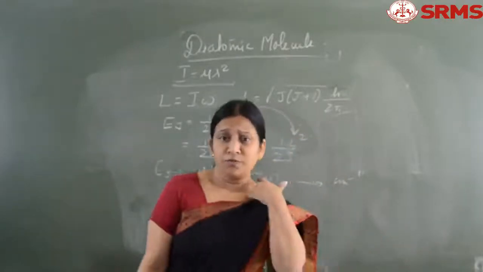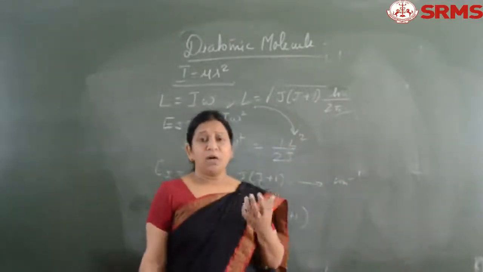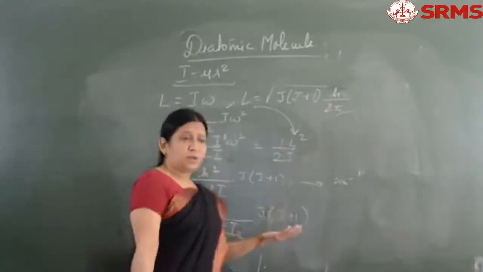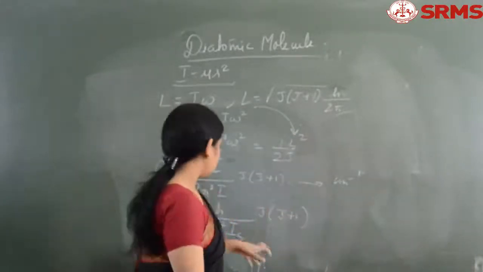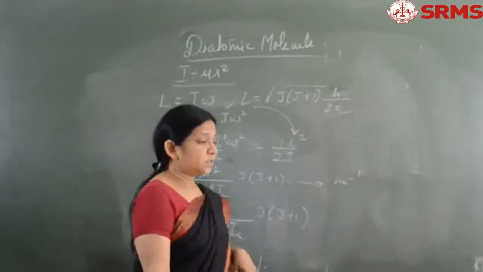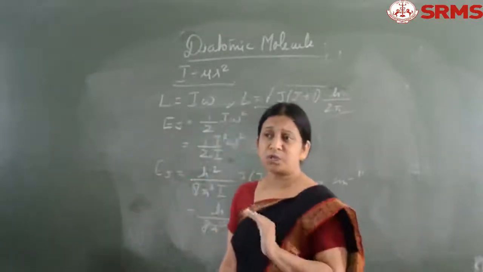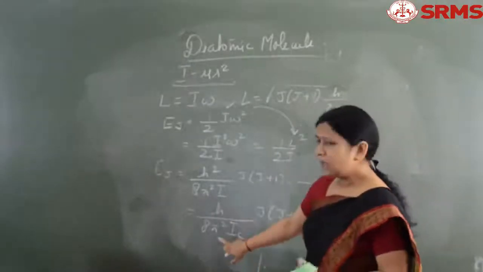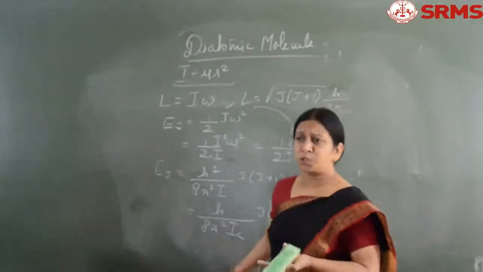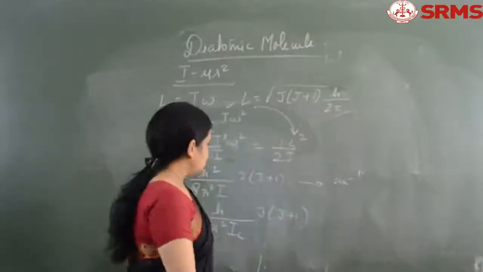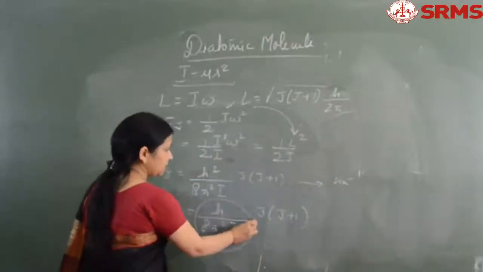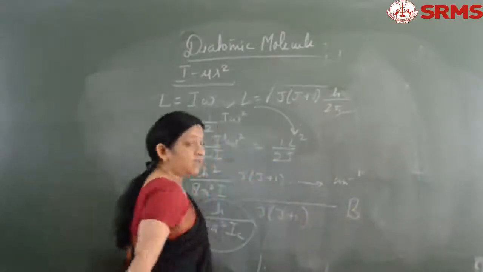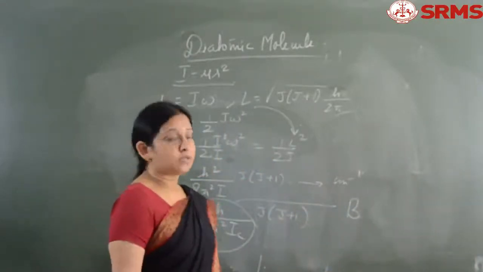The velocity of light is 3 into 10 to the power 10 centimeter per second, or 3 into 10 to the power 8 meters per second. Then the value of Planck's constant is 6.626 into 10 to the power minus 34, and we know the value of pi, which is 3.14. Now this constant value is taken as B, and B here is rotational constant.